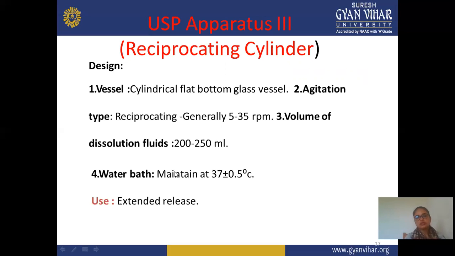Next is the water bath. In this, maintain 37 degrees Celsius, plus or minus 0.5 degrees Celsius. The same temperature is required. Its use is mainly for extended release formulations. Some parameters are the same: the temperature is the same, but the volume is 200 to 250 ml, whereas in the previous one it was 1000 ml, and 5 to 35 RPM is sufficient for type 3 apparatus. In the previous ones we used 100 RPM for the first, then 50 for tablets and 25 for suspensions. In the third apparatus we use 5 to 35 according to the type of formulation.